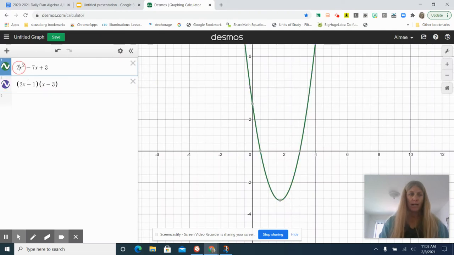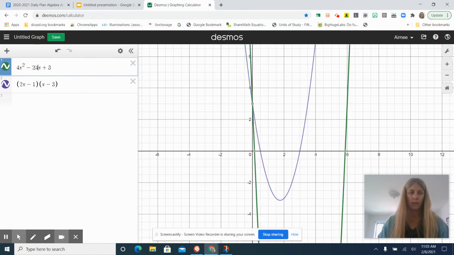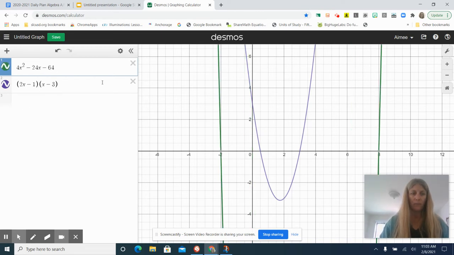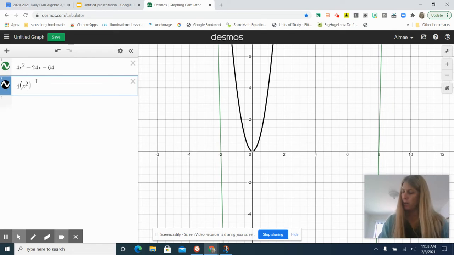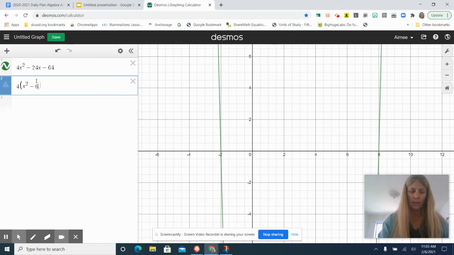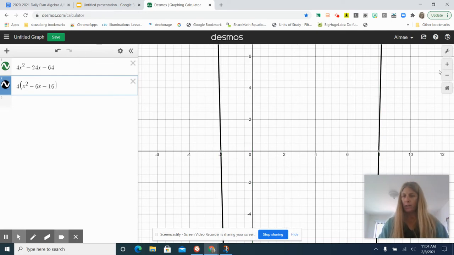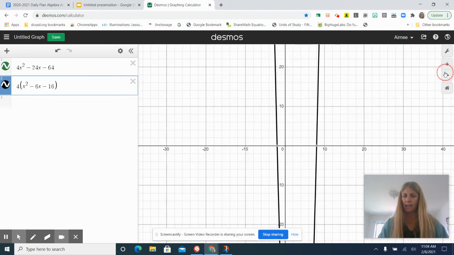Our equation is 4x squared minus 24x minus 64. And as you can tell, I'm going to go ahead and add one more line here. When we took that 4 out and rewrote it, notice x squared minus 6x minus 16. I'd like for you to notice that when we have that, that is the same parabola.